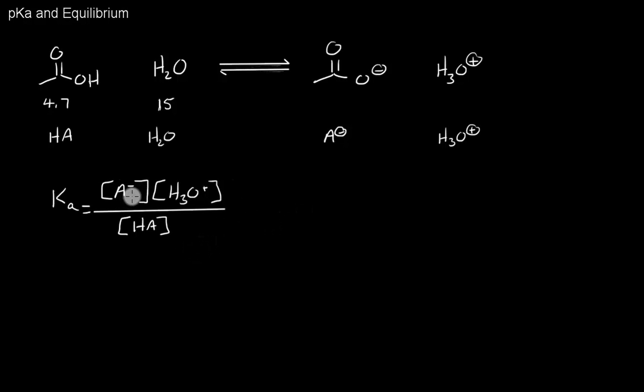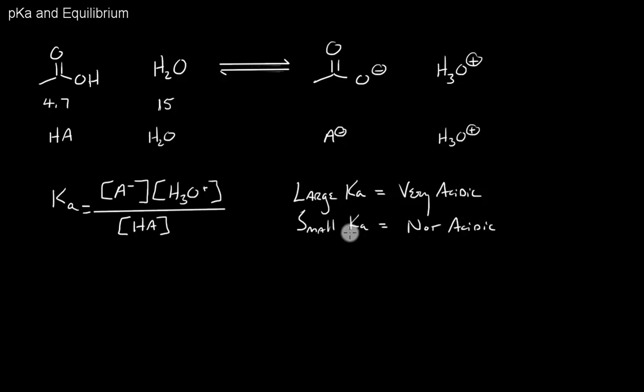If we have a really high concentration of these guys on the right, then these guys are going to be very big, and Ka is going to be very big. So what we'll see is that large Ka's represent something that's very acidic. If you have very small Ka's, that's going to represent an acid which is not very acidic. Okay, so again, if you think about it, if you have a very small Ka, what that must mean is that this number in the denominator is very big. We have a lot more HA than A-.